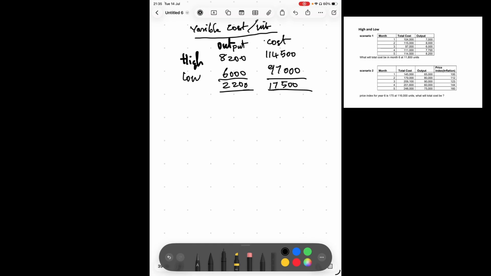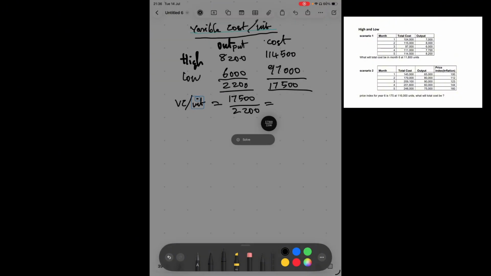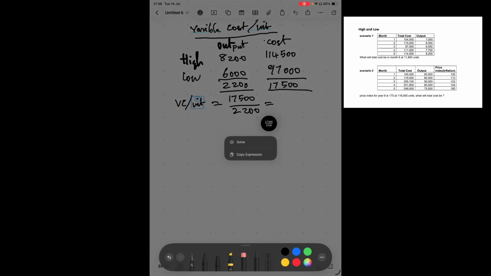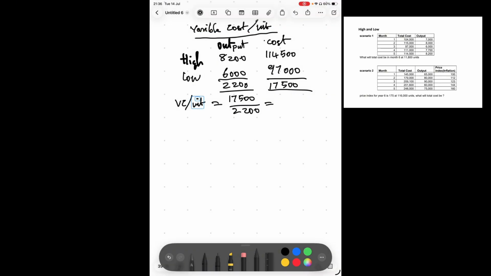We can now calculate the variable cost per unit, which is 17,500 divided by 2,200, which gives us 7.95 per unit. So I've gotten the variable cost per unit.